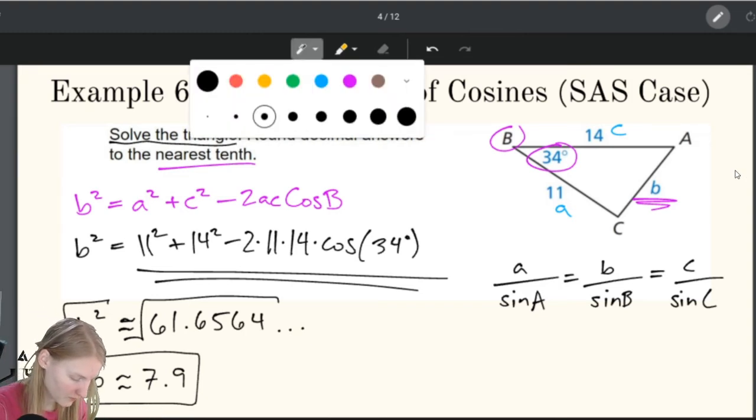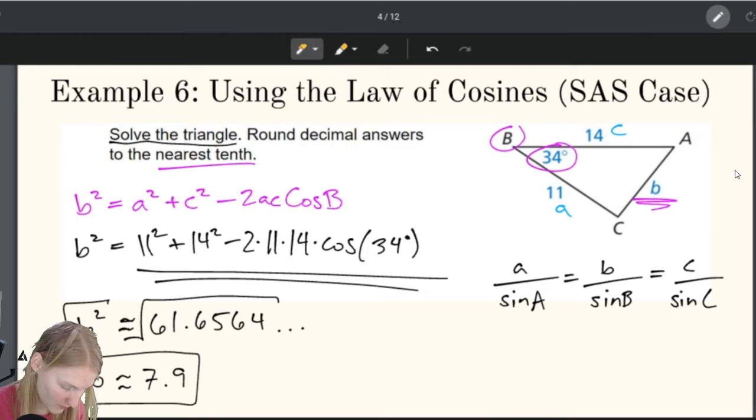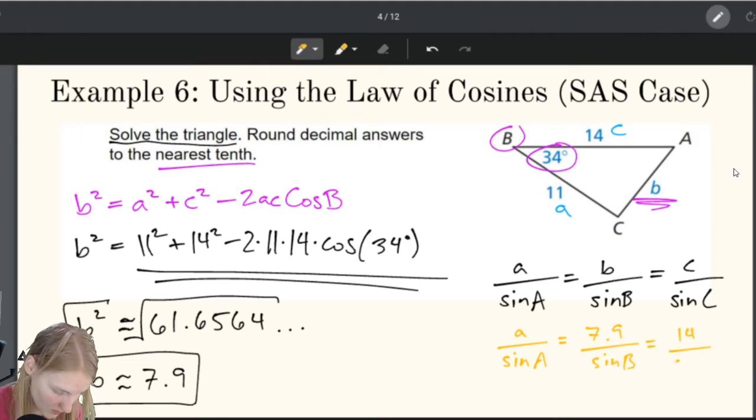So, this is what I would do: a over sine of A equals 7.9 over sine of B, which equals 14 over the sine of C. Oh, and I forgot that we know what a is. It is 11. And we know what B is. It is 34.